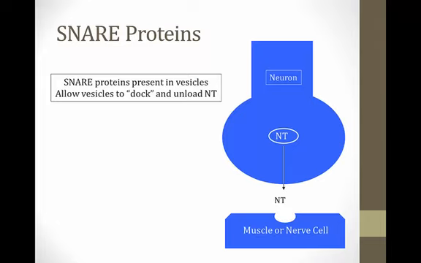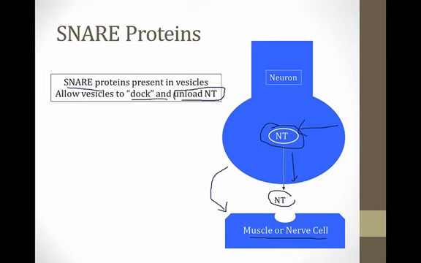Well, recall that neurons use neurotransmitters to send signals across synapses to transmit to other cells and to muscles. And the way they use those neurotransmitters is they package them inside little things called vesicles inside the neuron. And then the vesicle docks with the end of the neuron and releases its neurotransmitter into the junction. And then it crosses the synapse and stimulates either a muscle or nerve cell. So snare proteins are present on these vesicles inside the neurons, and they allow the vesicles to dock and unload their neurotransmitter. So if a neurotoxin inhibits snare proteins, the neuron won't be able to dock the vesicles and release their neurotransmitter.